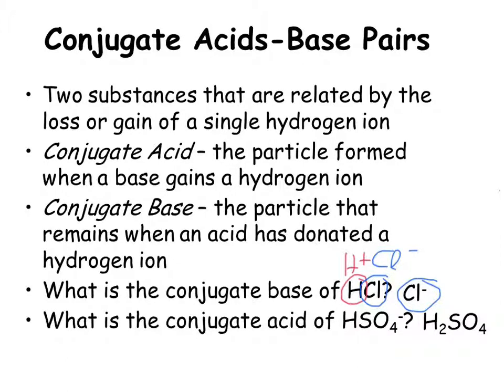And what is my conjugate acid? Well, the conjugate acid is the particle that forms when a base gains a hydrogen ion. So here's my initial base, and now when I gain a proton, that's my conjugate acid. All right, so it's opposite.